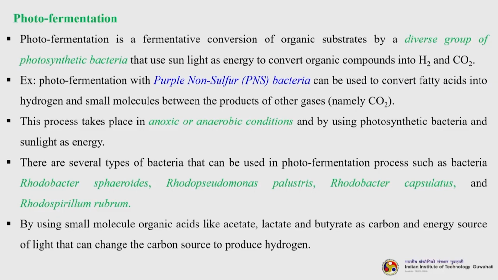There are several types of bacteria that can be used in photofermentation processes, such as Rhodobacter sphaeroides, Rhodopseudomonas palustris, Rhodobacter capsulatus and Rhodospirillum rubrum. By using small molecule organic acids such as acetate, lactate and butyrate as carbon source and light as energy source, they can change the carbon source to produce hydrogen.